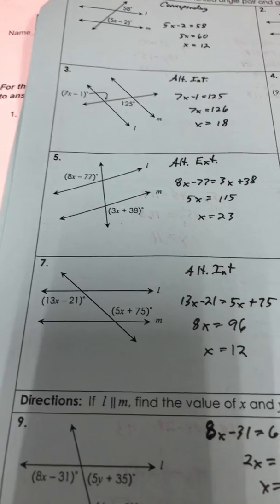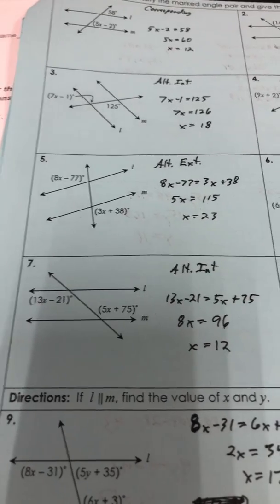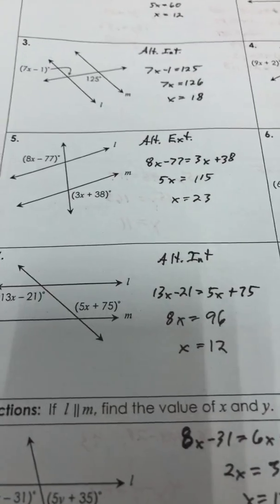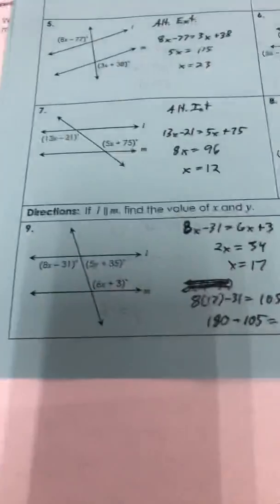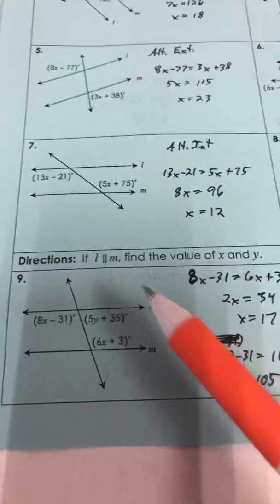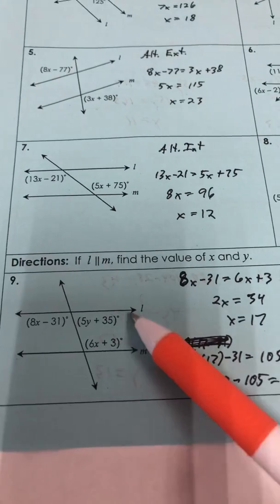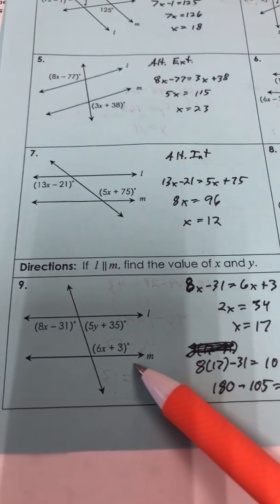Try 4, 6, and 8 on your own. Go ahead and make mistakes. We learn from doing so. Take a look at number 9. L and M are going to be parallel to each other.